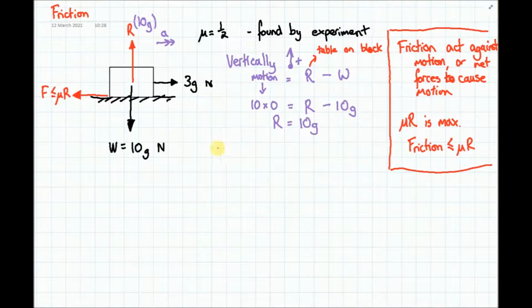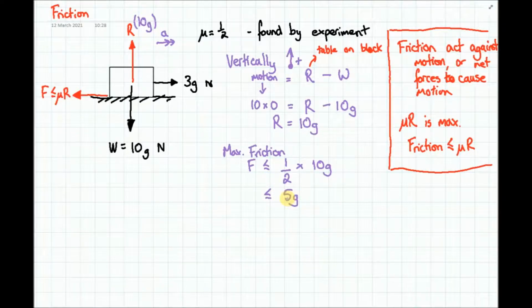So now we can find the maximum friction. The maximum friction that they call F, F is less than or equal to our μ, 1/2, multiplied by R, which is 10g. That means my friction is less than or equal to 5g.